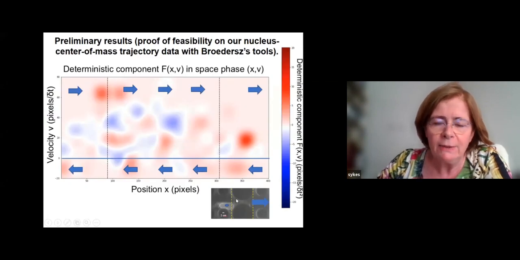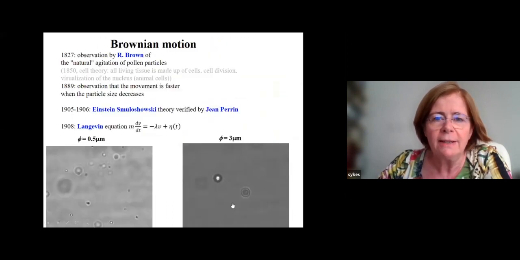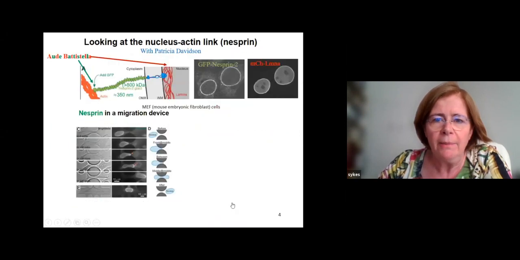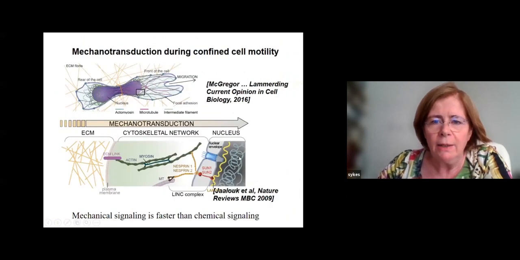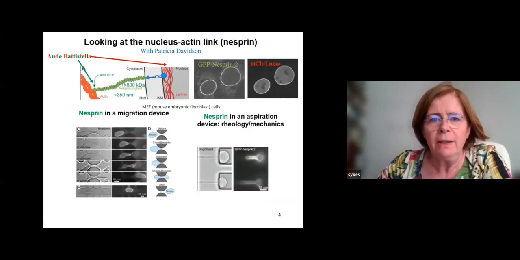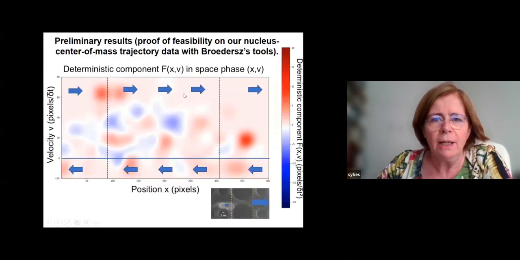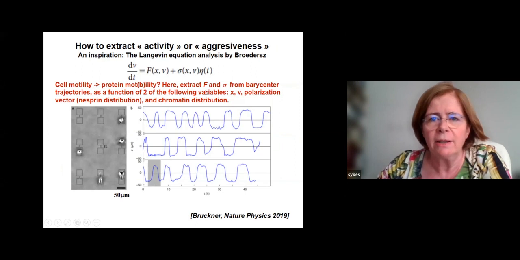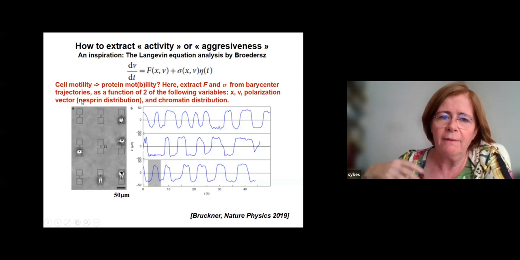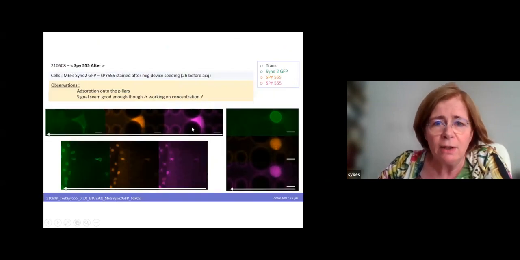But in fact, I wanted to share with you very, very recent results. Our idea is that we want to see how this would change the chromatin distribution inside. With this Langevin equation, we would like to extract the deterministic and stochastic contributions as a function of position and velocity, but also the polarization vector, because as you remember, we have Nesprin polarizing on one side and also the chromatin distribution. And I will show you our first results on chromatin distribution.